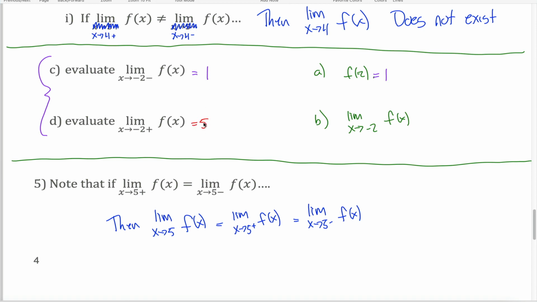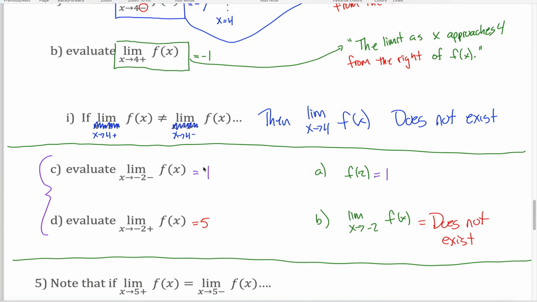And now that we have answers for C and D, we can answer B. Because C and D are not the same number, this does not exist. If these 2 answers had been the same number, then whatever that number is would have been my answer down here. But they're not the same number. 1's not the same as 5. So this limit does not exist.